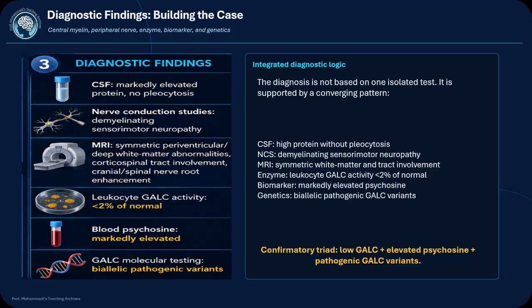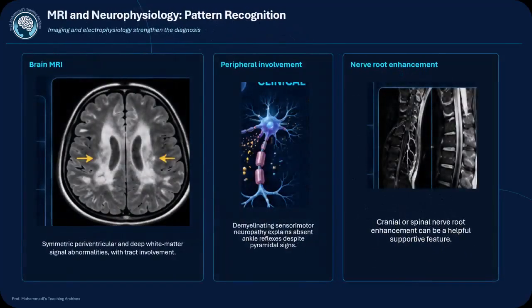Next slide, please. MRI and neurophysiology are especially helpful in recognizing this condition. The MRI pattern shows symmetric periventricular and deep white matter abnormalities with tract involvement. This reflects central myelin injury. At the same time, the nerve conduction studies show demyelinating sensorimotor neuropathy. This peripheral involvement is a major clue.